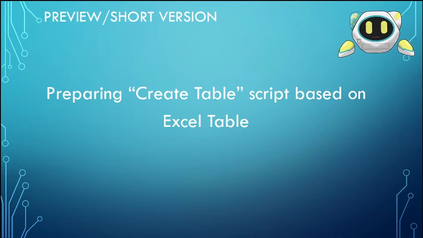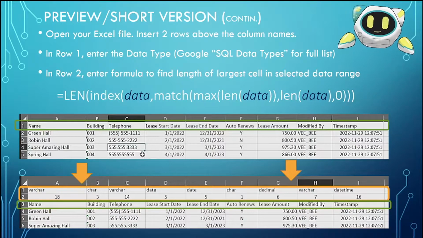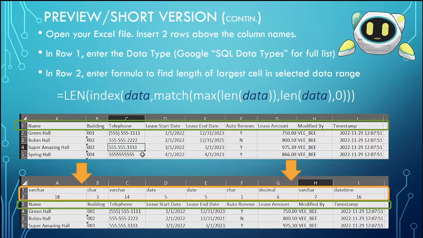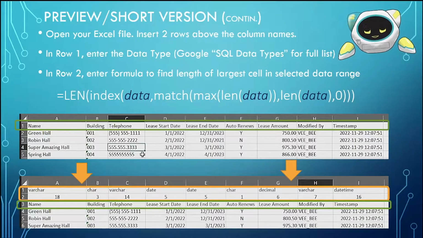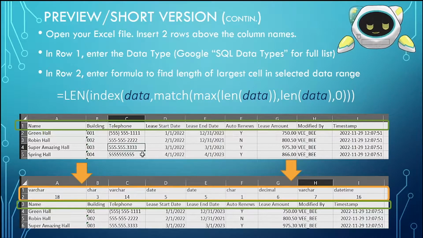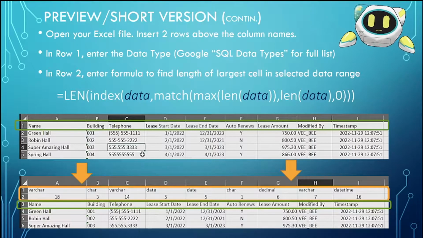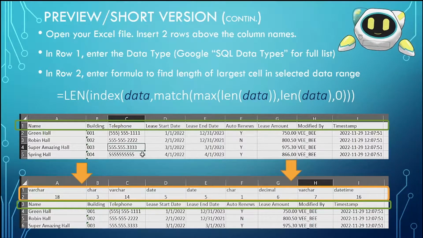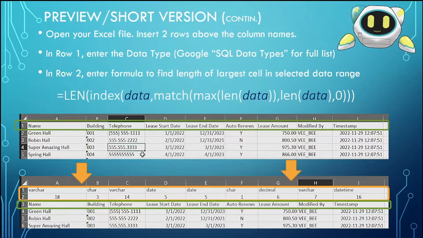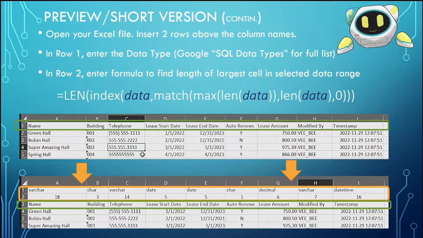If you're not able to stay for the entire video, here's the short version. Open up your Excel file and insert 2 new rows above your data. We will want to enter the data type and the max size so far in the data. If you don't know data types, you can go to Google and search SQL data types for a full list and suggestions. And then you can use the Excel formula shown in the middle here to find the length of the biggest cell within a column. And this will help us plan our create table script later on.